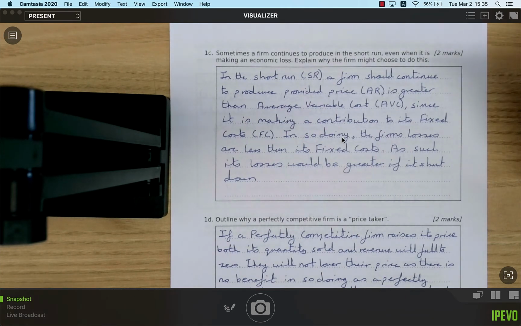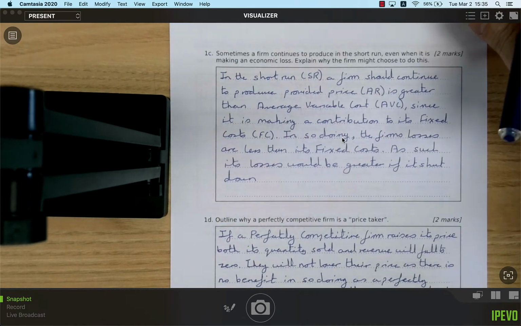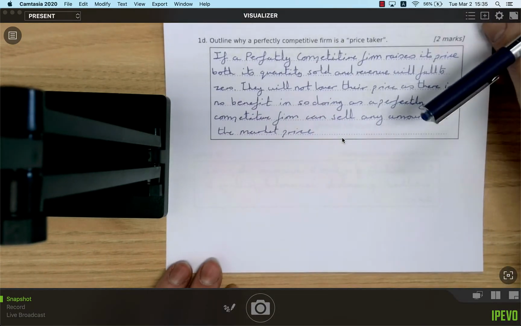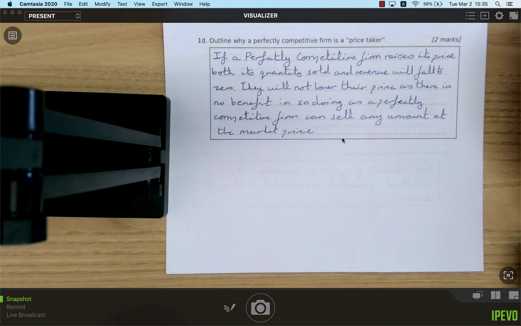Because now they're making some contribution to the fixed cost because they opened, and they're earning more than their average variable cost. But if they'd shut down, they'd have to pay all of their fixed costs without any contribution from the day's operation. Okay? Now, outline why a perfectly competitive firm is a price taker.